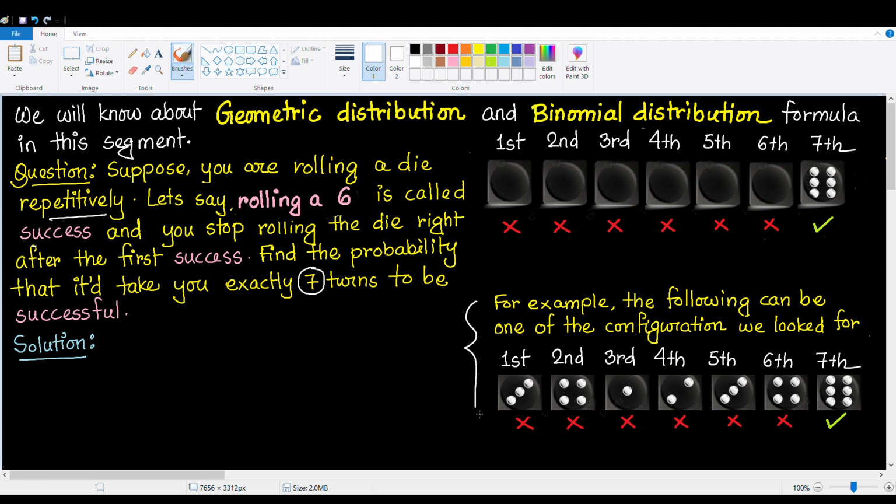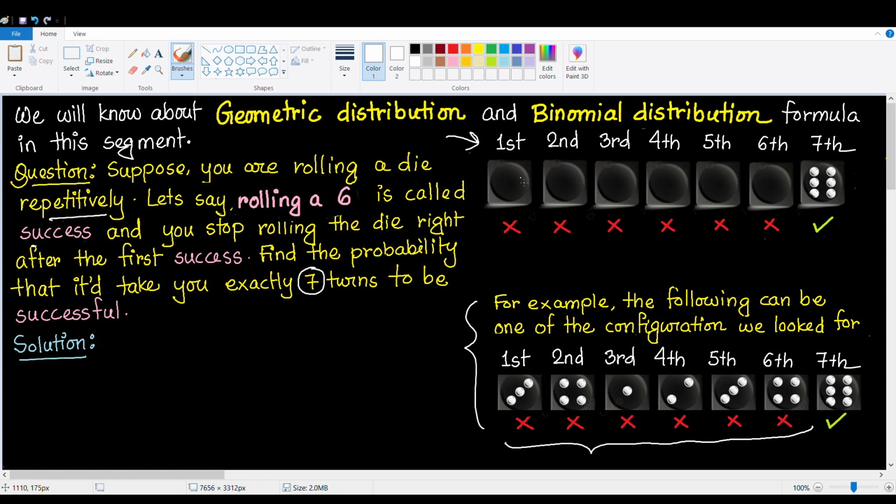Here in this figure you can see one of the configurations: the first die doesn't show a 6, nor the second, third, fourth, fifth, and sixth, but at the 7th turn we get a 6. What we are looking for is to be unsuccessful for the first 6 rolls and then be successful at the 7th roll. Let's get back to this figure.